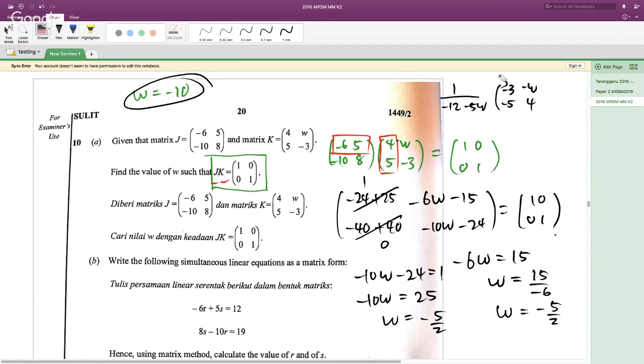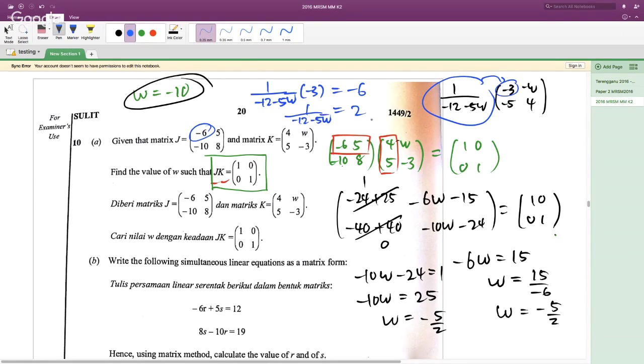So doing the inverse one is actually quite confusing. That means you have to multiply this one into the matrix, then only you can do the comparison with J. So if I multiply negative 3, I should get negative 6, isn't it? So therefore, I will do something like this. 1 over negative 12 minus 5W multiplied with negative 3, I should get negative 6. Then move the negative 3 to the other side, I should get 2. So it's 1 over negative 12 minus 5W equals 2. I should swap places: 1 over 2 equals negative 12 minus 5W. So 5W equals negative 12 minus half, so 5W equals negative 25 over 2. So W equals negative 5 over 2.